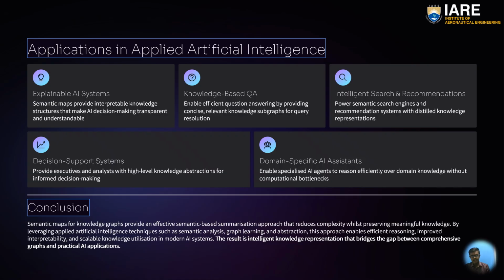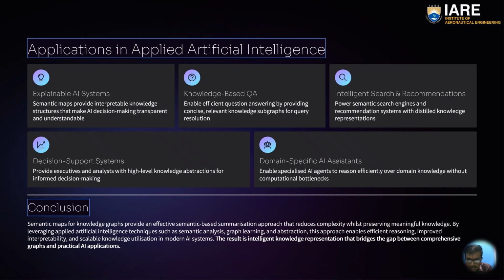Now let's discuss applied AI applications. Here we have five of the most dominant applications in today's world. First of all, it is applied in explainable AI systems. Semantic maps provide interpretable knowledge structures that make AI decision making transparent and understandable.